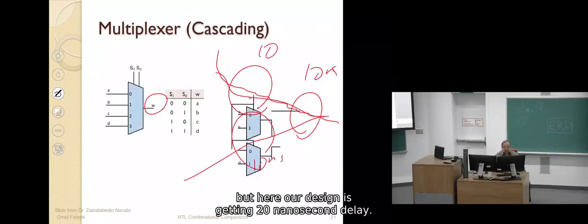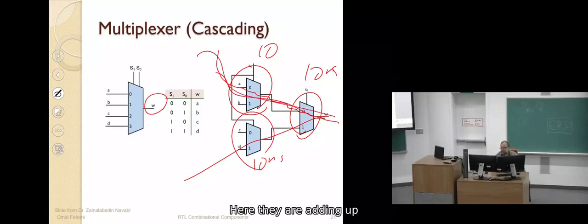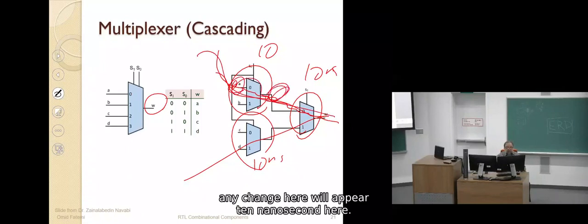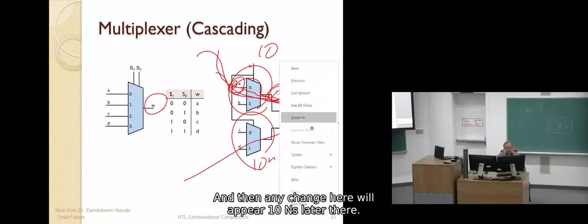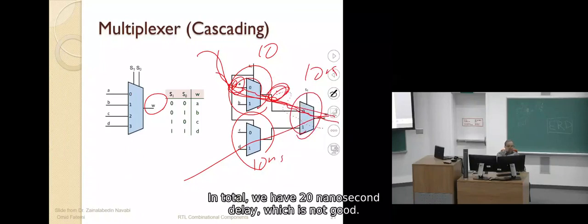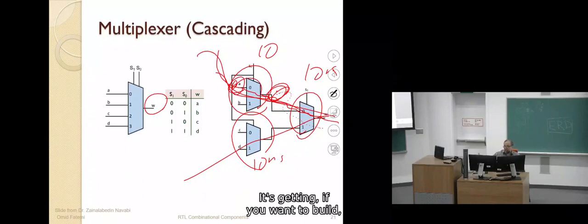But here, our design is getting 20 nanosecond delay. So they are adding up. Any change here will appear 10 nanosecond here and then any change here will appear 10 nanoseconds later there. So in total, we have 20 nanosecond delay, which is not good. It's getting larger, larger, larger. If you want to build, let's say, 16 to 1 multiplexer out of this, then you are adding more levels, and then you are making more delays.